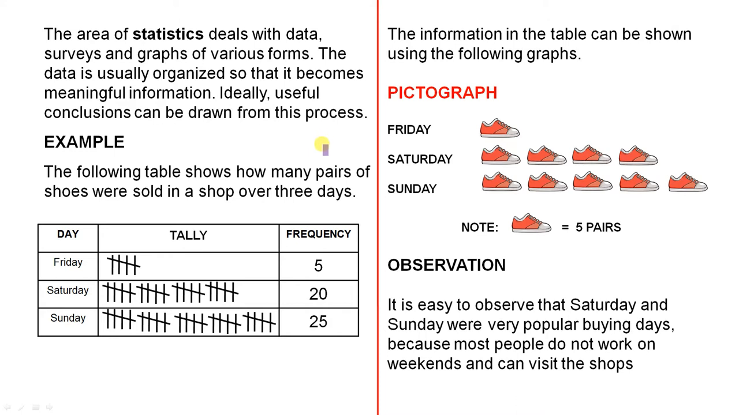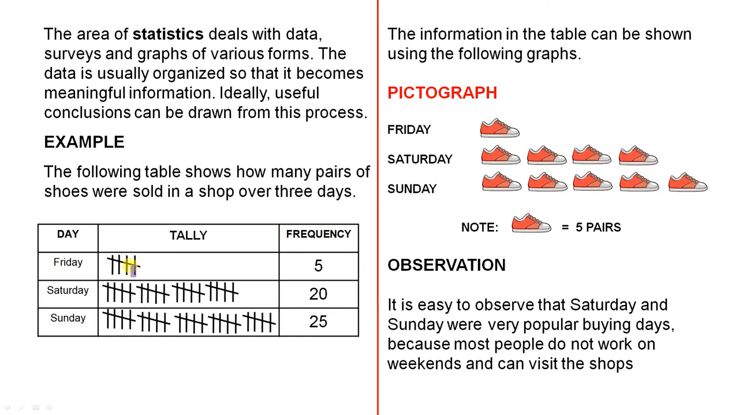The following table shows how many pairs of shoes were sold in a shop over 3 days. So we have Friday, Saturday and Sunday. These are tally marks. We may have seen these before. Each stroke represents 1, and after you do 4 strokes, you do a stroke across, and that represents 5. So it's easy to count.